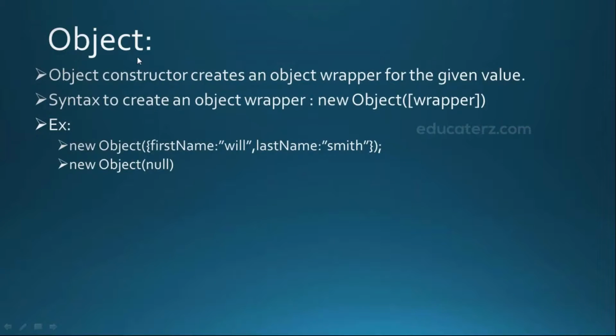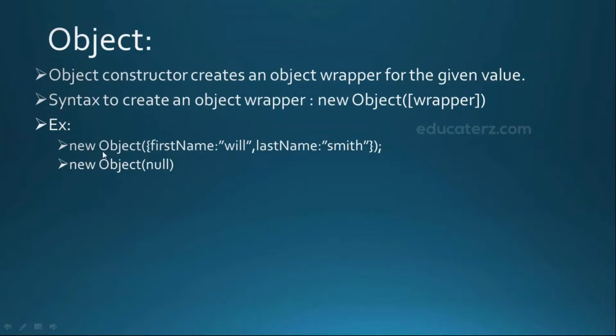So coming to the object constructor. Here the object constructor is used to create an object wrapper for the given value. The syntax to create an object wrapper is new Object(value). Here are some of the examples.